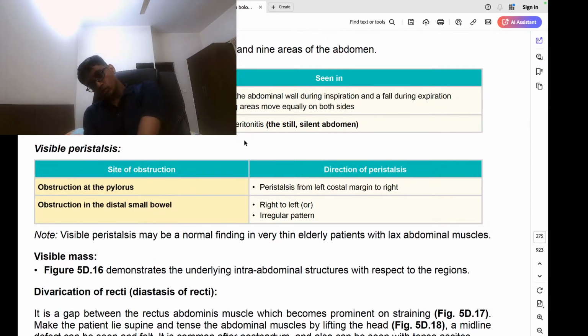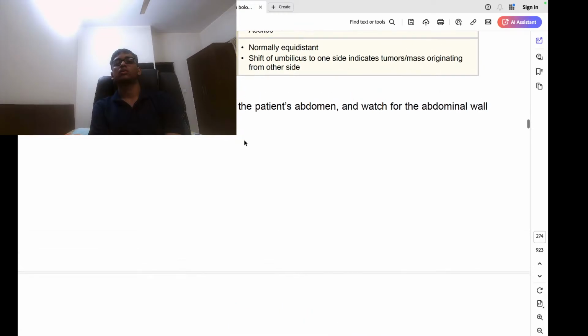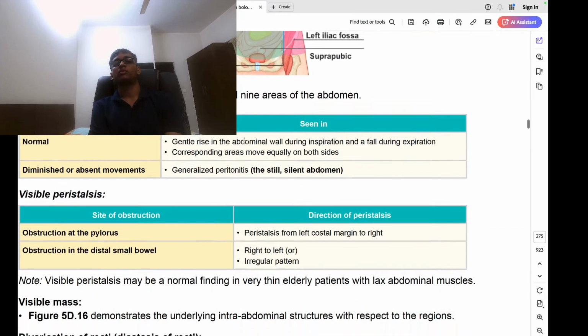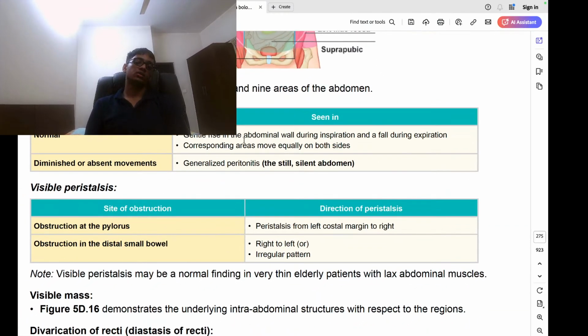Normal movement with respiration is a gentle rise in the abdominal wall during inspiration and fall during expiration, corresponding to other areas. Diminished or absent movements are seen in generalized peritonitis, the still, silent abdomen.